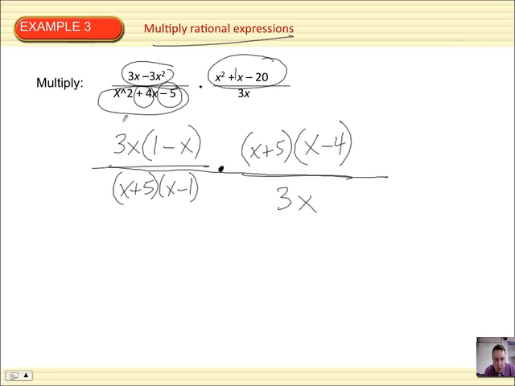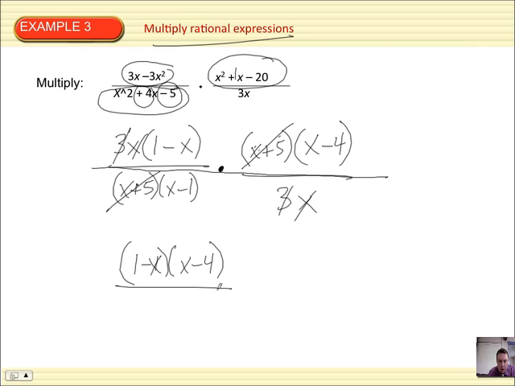Okay, now 3x is on top, 3x is on the bottom. You can cross them out. 3x divided by 3x is 1. They all cross out to 1. X plus 5, x plus 5. This is on top, this on the bottom. This divided by this goes to 1 as well. X minus 4, 1 minus x, and x minus 1. Let's write that down here. 1 minus x, x minus 4, and x minus 1.